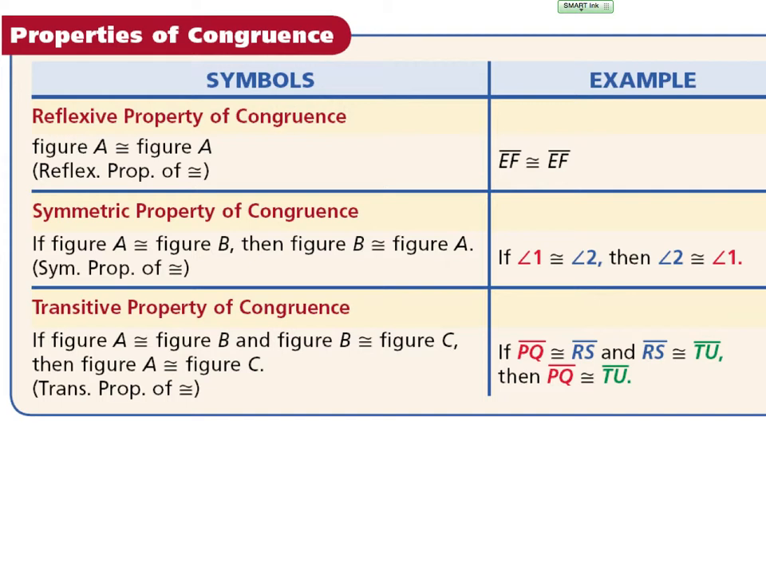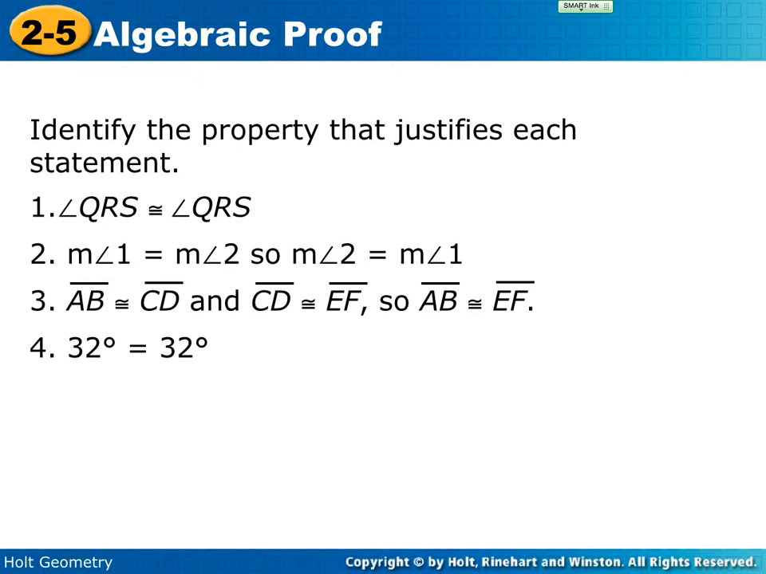One set of problems looking like this is on that. So this is the type that it will say: identify the property that justifies it. If it says angle QRS is congruent to angle QRS, it's a property of congruence, which one? Reflexive. So that's the reflexive property of congruence. The next one, I didn't really put if and then, but it still means the same thing. Measure of angle 1 equals measure of angle 2, so measure of angle 2 equals measure of angle 1. Symmetric property of equality.